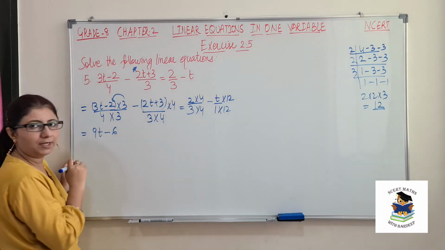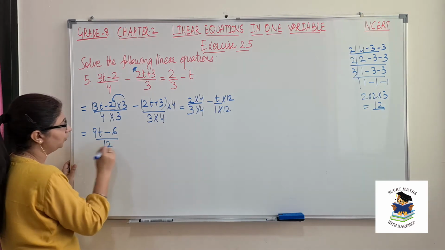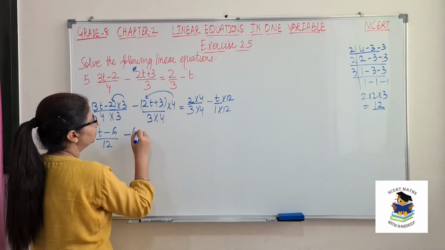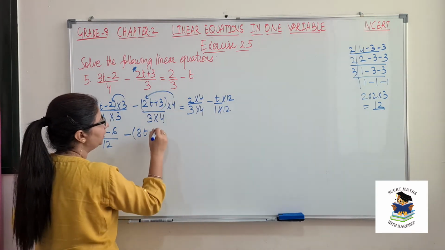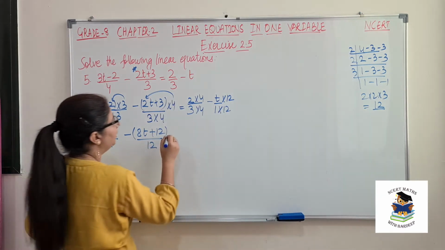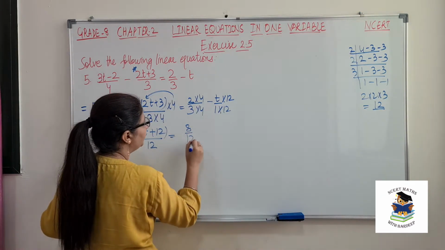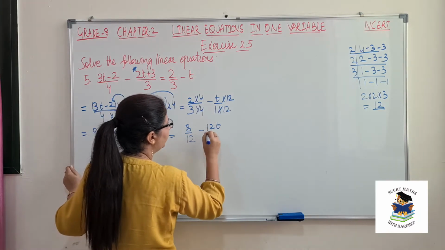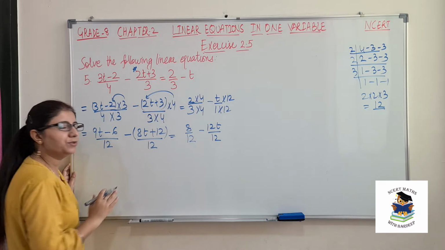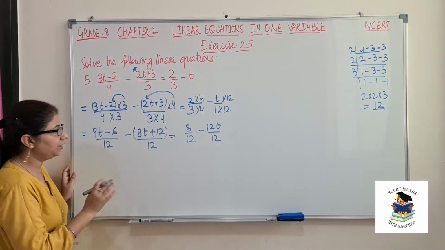3 into 2 is 6, so over 12. Again, 4 into 2 is 8t. 4 into 3 is 12 over 12. Now this is 8 by 12 and minus 12t over 12. Here we can see again we have the same denominator, so we can just ignore this.